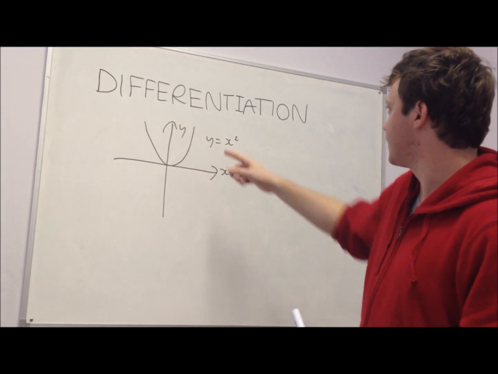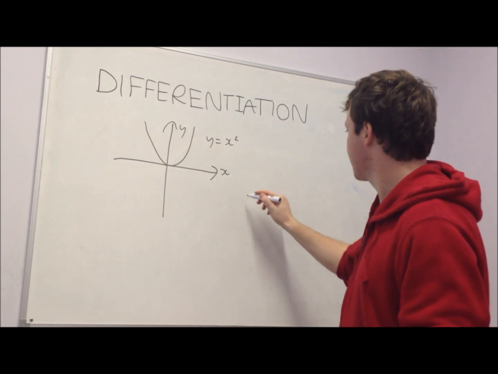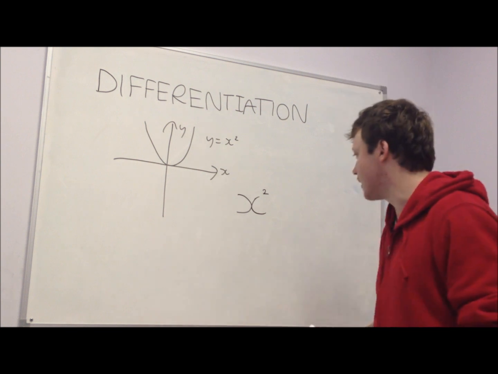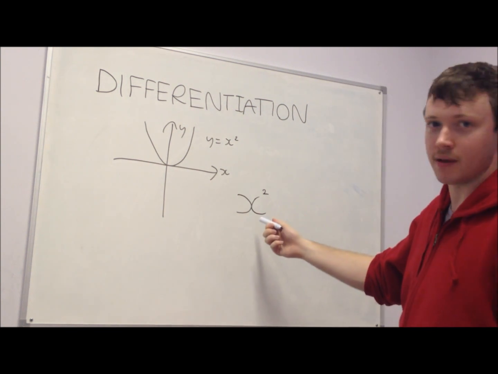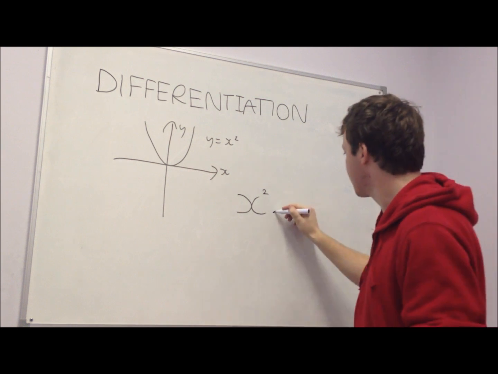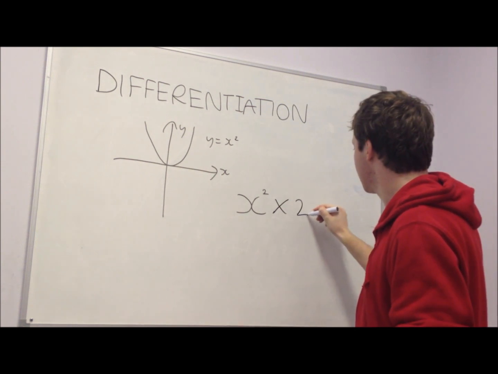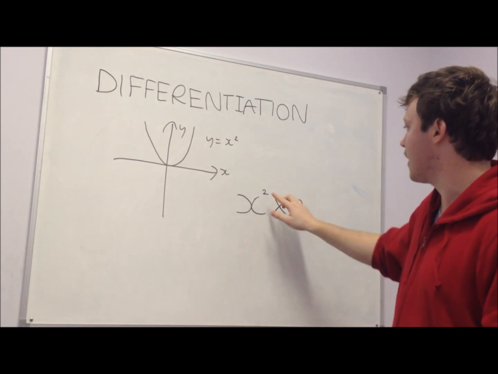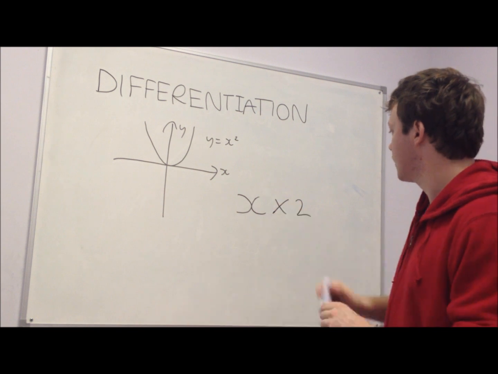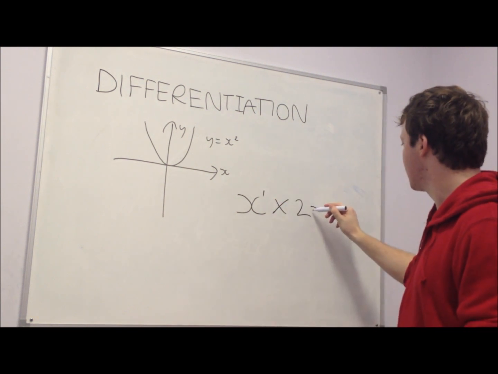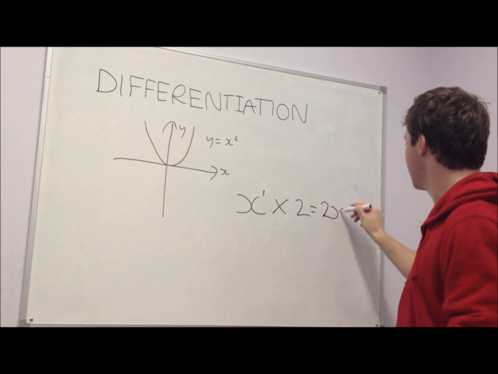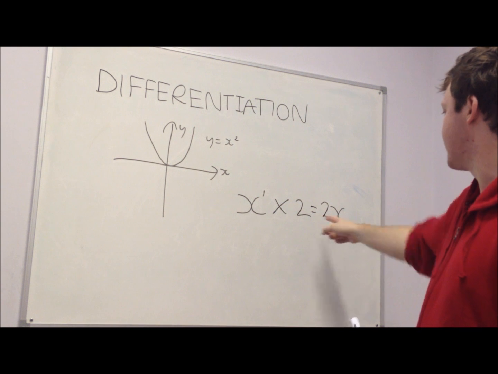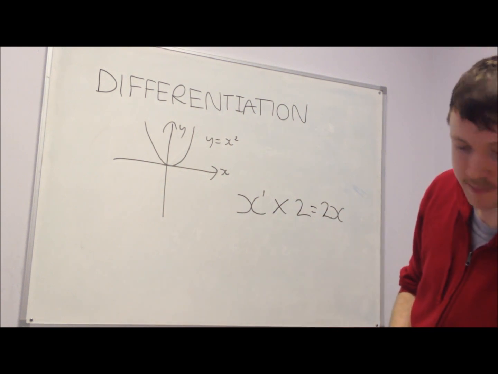First, we need to isolate the term in x, which in this case is x squared. And now, with this term, we multiply it by the initial power. And then the next step is to reduce the original power by 1. And there, x squared has been differentiated to 2x.